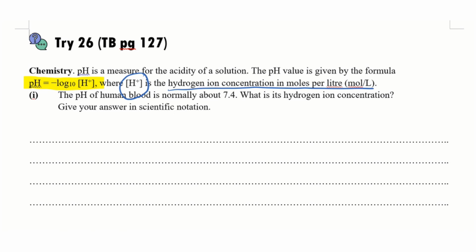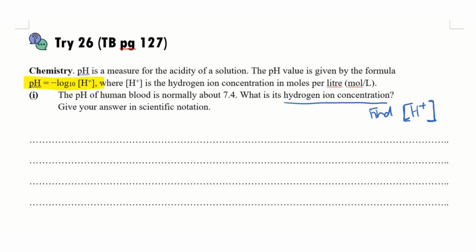But anyway, looking at part I, the question says that the pH of human blood is normally 7.4. What is the hydrogen ion concentration? So the question is actually asking you to find the value for this H plus. Don't forget it is just a symbol, so the bracket comes with the symbol itself. Please don't change it into a round bracket. That is not correct in the chemistry sense.